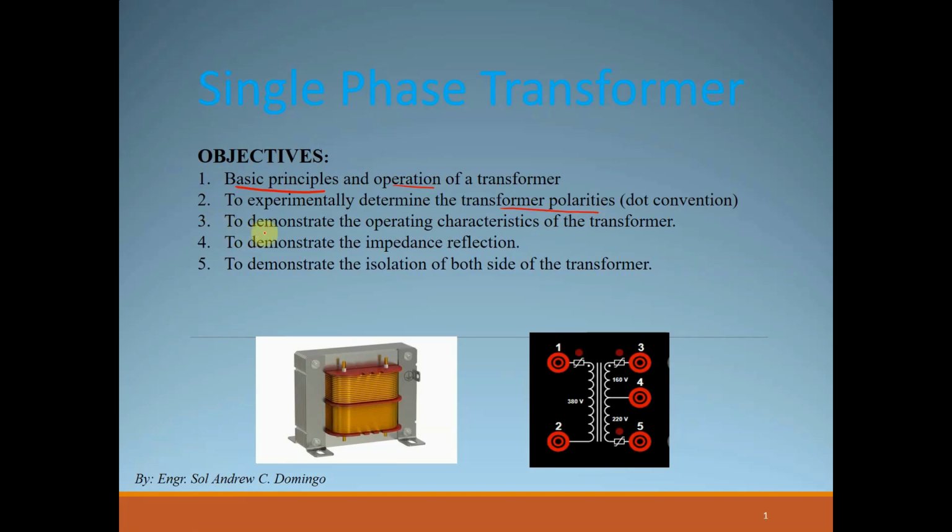Number three, to demonstrate the operating characteristic of the transformer, to demonstrate the impedance reflection, and also to demonstrate the isolation of both sides of the transformer. Here is an example of a transformer and here is our transformer terminal using the lab board that we are going to use later.